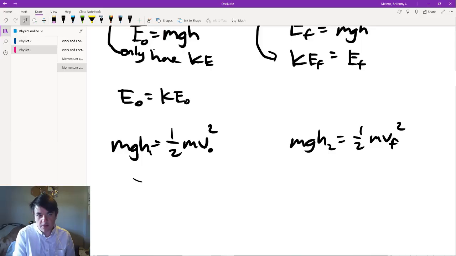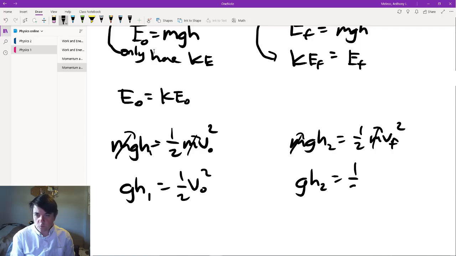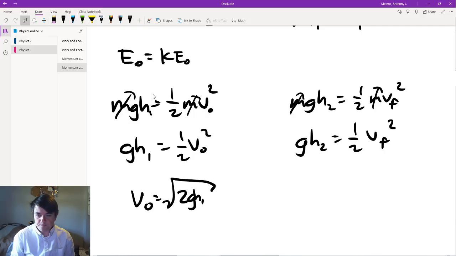We did this in energy problems: if you drop a ball, it's going to transfer its gravitational potential energy all into kinetic. So we can cancel the m's in both problems. So g h1 equals 1/2 v naught squared, and g h2 equals 1/2 v final squared. We just need to solve for v. So v naught, if you multiply the 2 over and take the square root, is the square root of 2 g h1. Here, you can do the same thing.